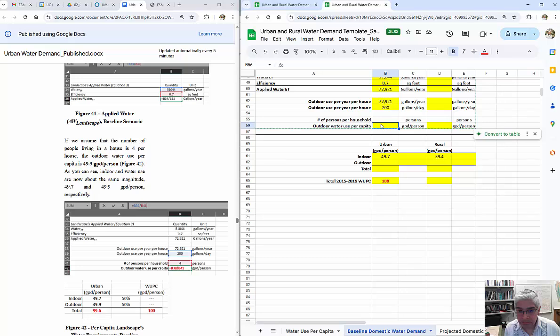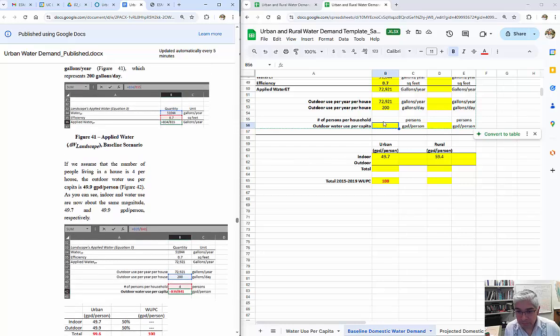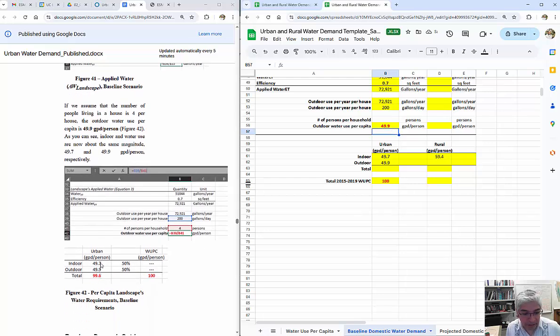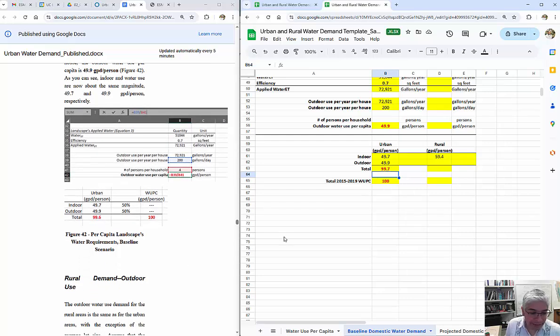And now, so gallons per day, we're considering 4 people per house. So we're going to divide this daily use on the landscape over the number of people. And there you go. We have 49.9, a total of 99.6, 99.7 gallons per person per day, roughly 100.